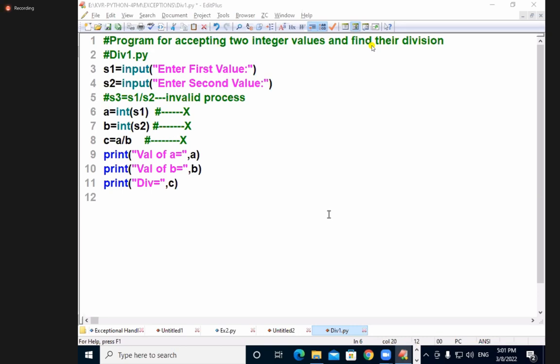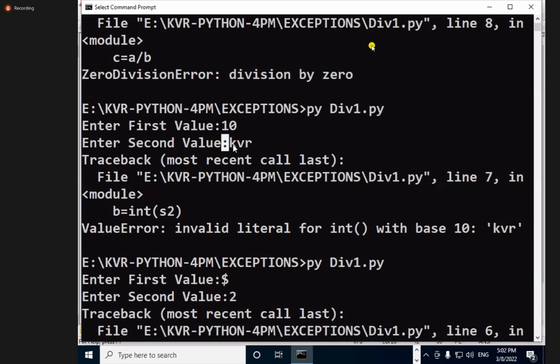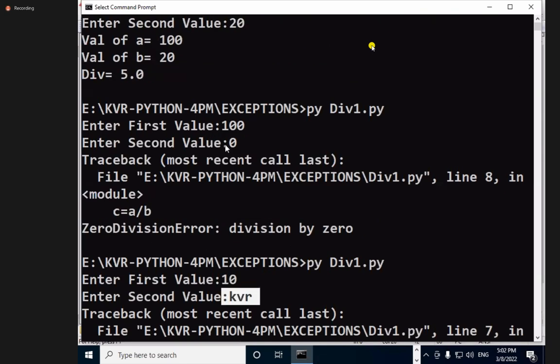When the end user commits a mistake, we need to go for what? A user-friendly message you need to give. Suppose the end user is entering a dollar symbol. You should tell them, end user, please don't enter special symbols. When the end user is entering a string where a number is needed, don't enter strings. When the end user is entering 0, don't enter 0 for the denominator. I will tell all your mistakes. Then my program is so excellent or not?